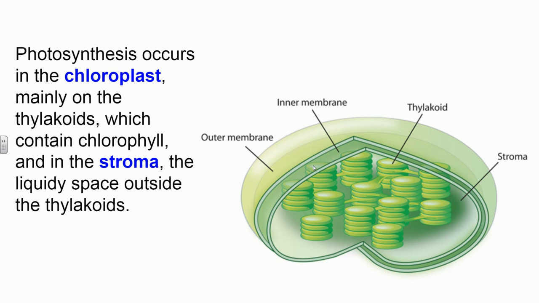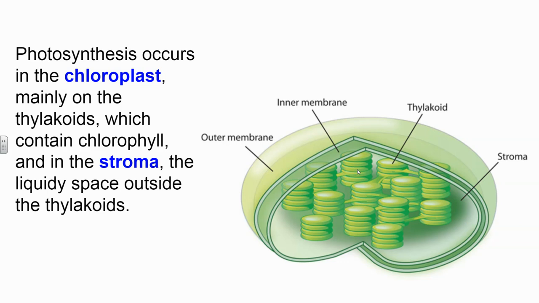Photosynthesis happens in an organelle within our cells called the chloroplast. The chloroplast is made up mainly of thylakoid membranes. These are all of the green disc-like things that we see inside the picture. Those are called thylakoids. They are green because they contain chlorophyll, and chlorophyll's job is to absorb energy from the sun.